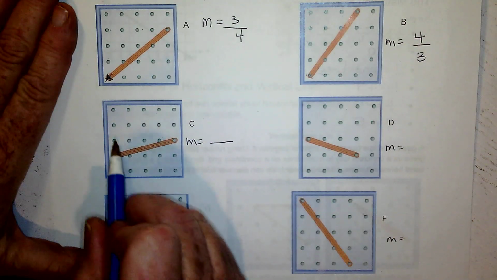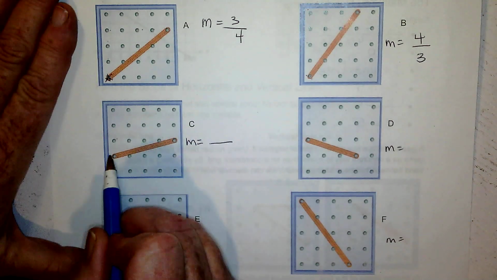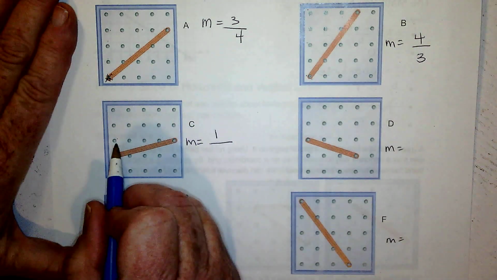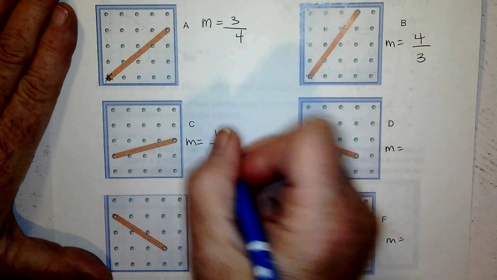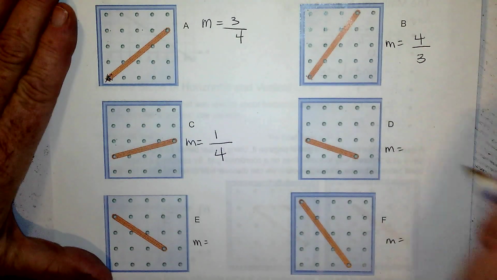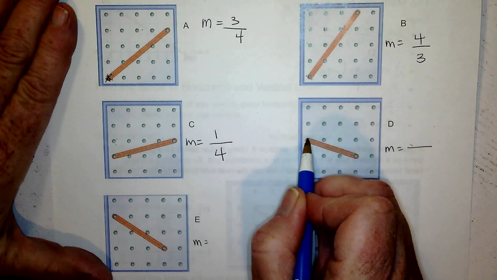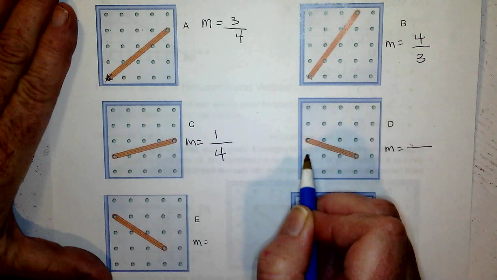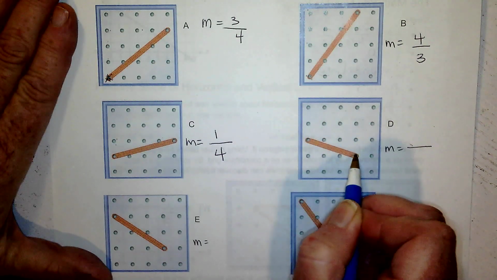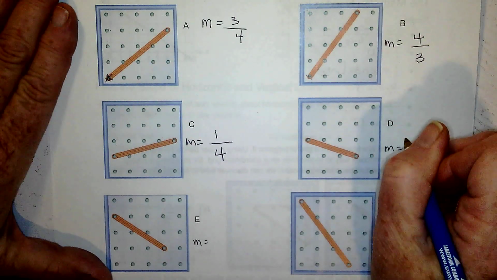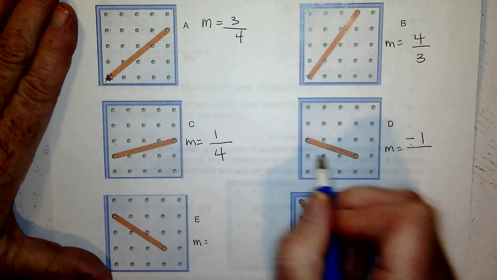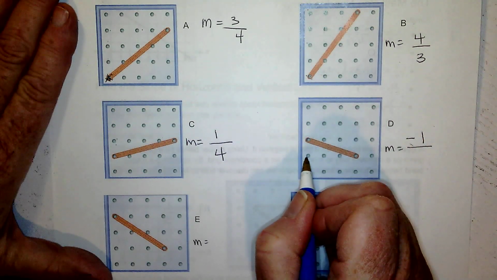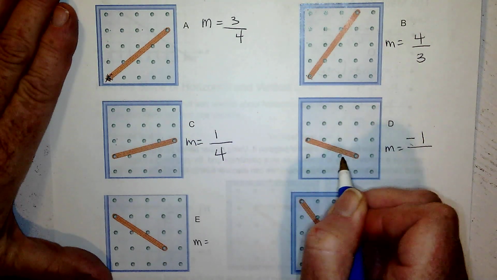For this one, we're rising to get to this point, 1, and we're running 1, 2, 3, 4. From this point, we're not rising up at all. We're having to go down to get to that next point. So we're having to go down 1. Our rise is actually negative, and then we're running 1, 2, 3.